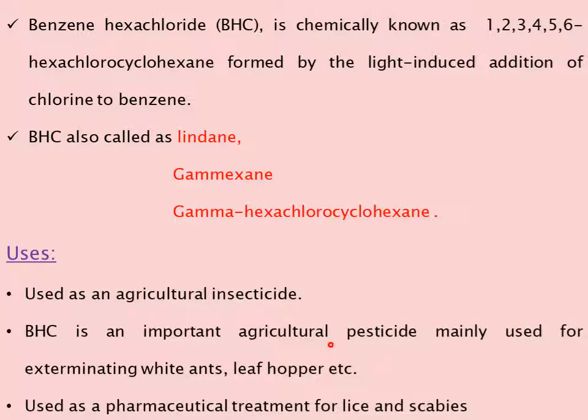And coming to the uses of this BHC, it is used as an agricultural insecticide, and it is an important agricultural pesticide mainly used for extermination of white ants as well as leaf hoppers. And the last and final use is as a pharmaceutical treatment for lice as well as scabies. These are some of the uses of BHC, nothing but benzene hexachloride.